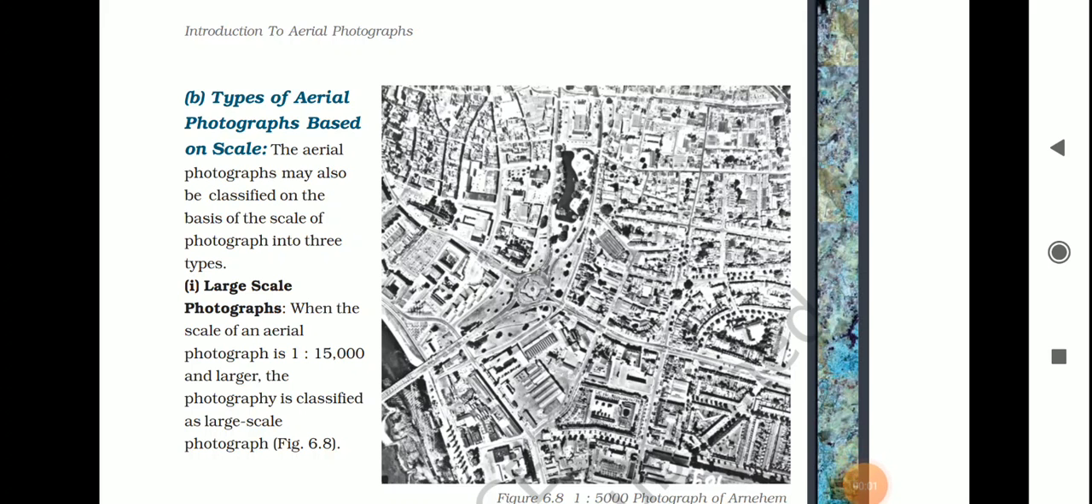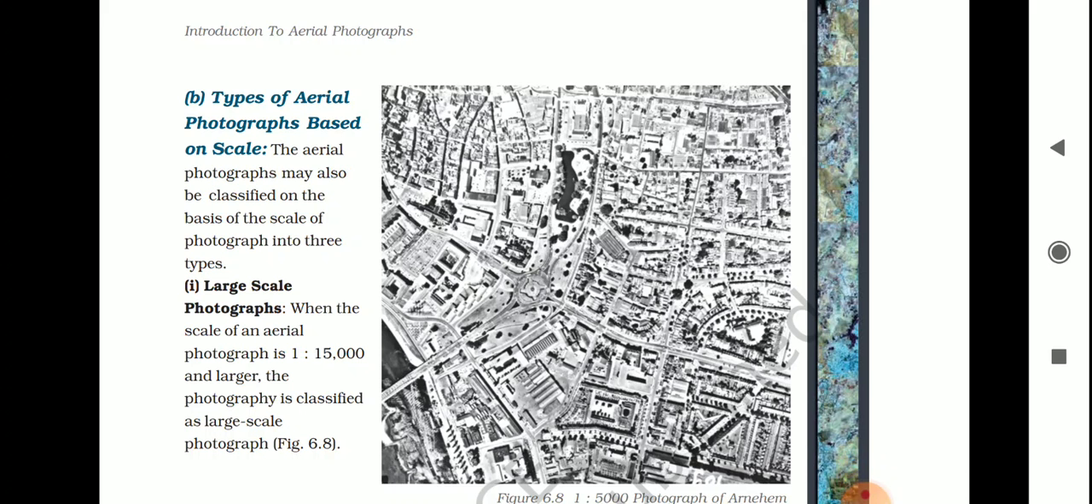Very good morning, students. So this is the second part of this chapter, and the chapter is Introduction to Aerial Photographs. Here today, students, we are talking about the types of aerial photographs based on scale. The aerial photographs are also classified on the basis of the scale of photograph into three types. As we already discussed in the previous chapter about the scale, similarly here also we'll discuss the scale related to aerial photographs.